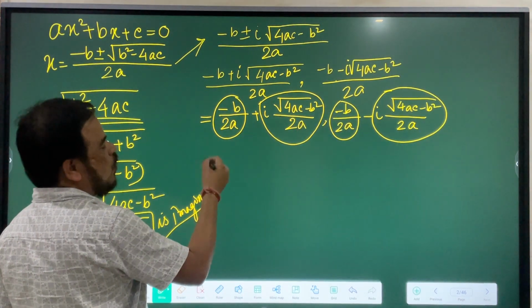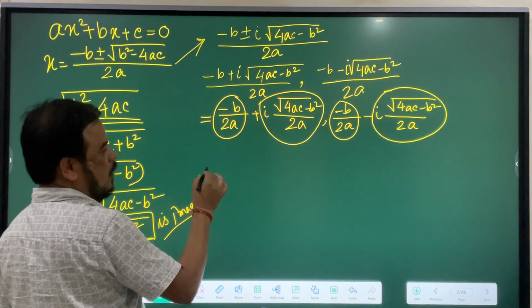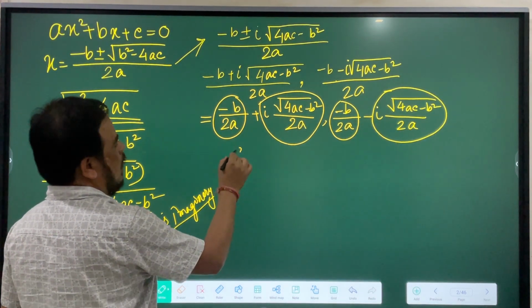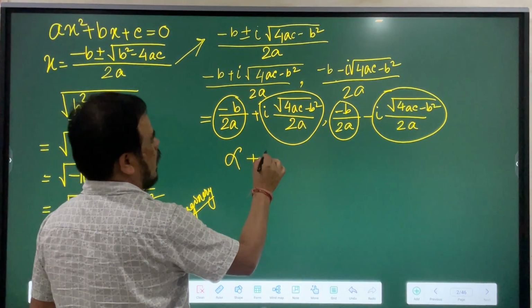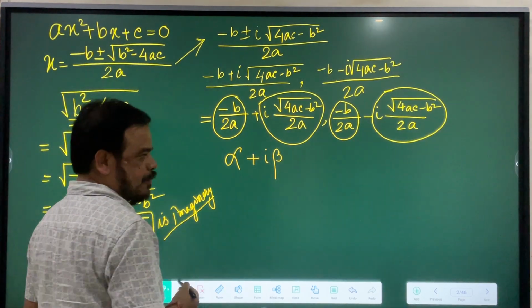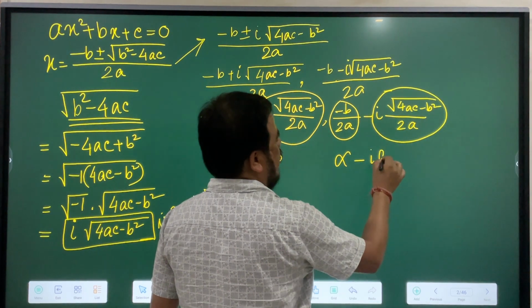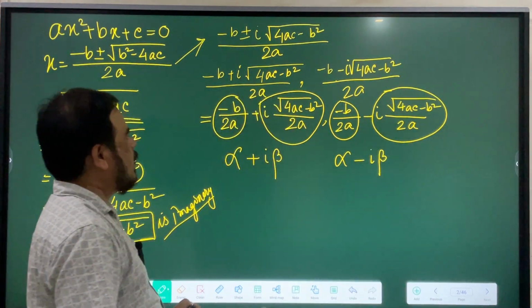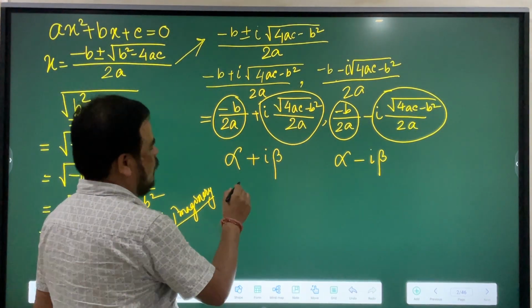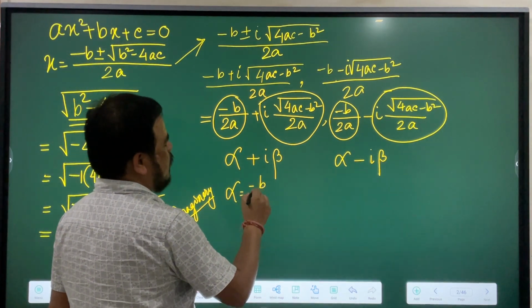So we will write this in short form: alpha plus i beta, and this will be alpha minus i beta. That means what we have understood: alpha means minus b by 2a.